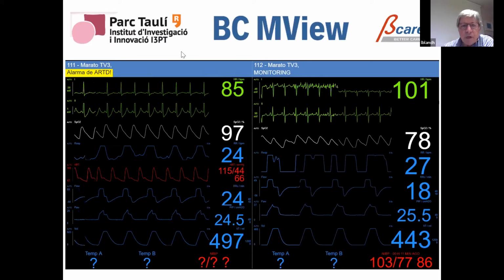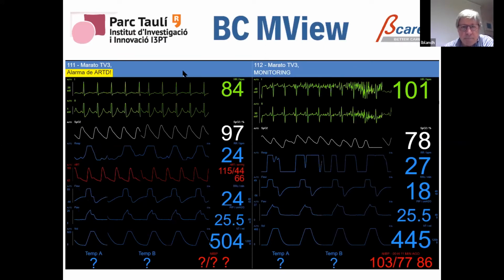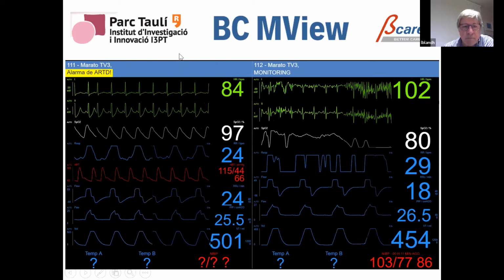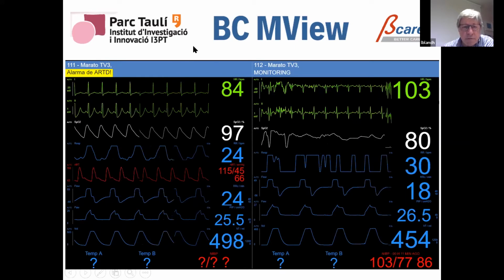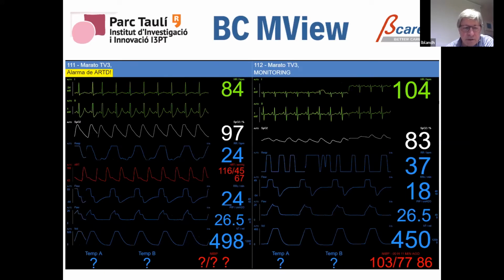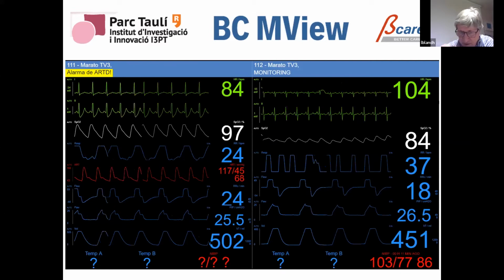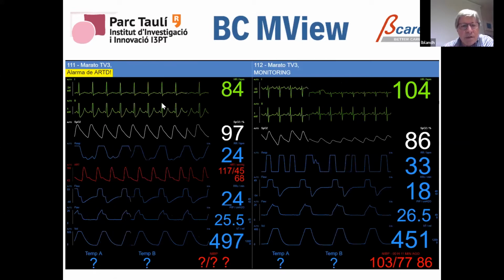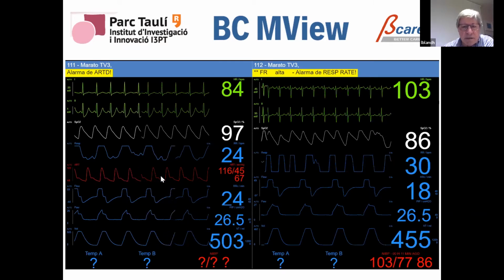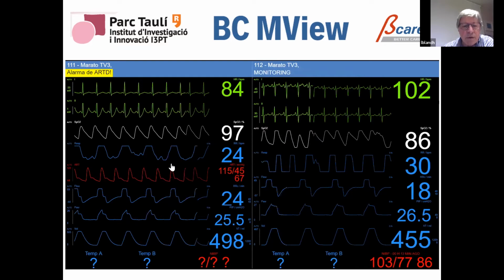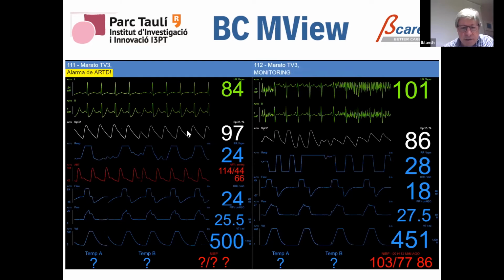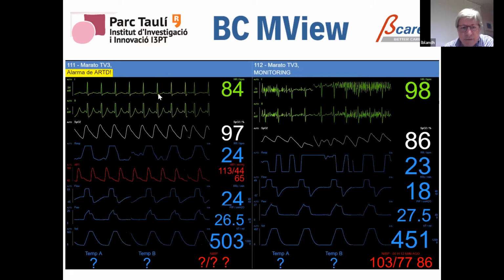What you see here is what we call MView. It's a monitor, a web viewer that integrates waveforms from any monitor or ventilator in the ICU, so all this connectivity is agnostic. When we want to monitor patient-ventilator asynchrony, we need to see the respiratory signals, as you see here in these two patients, together with hemodynamics, heart rate, oxygenation, and so on.